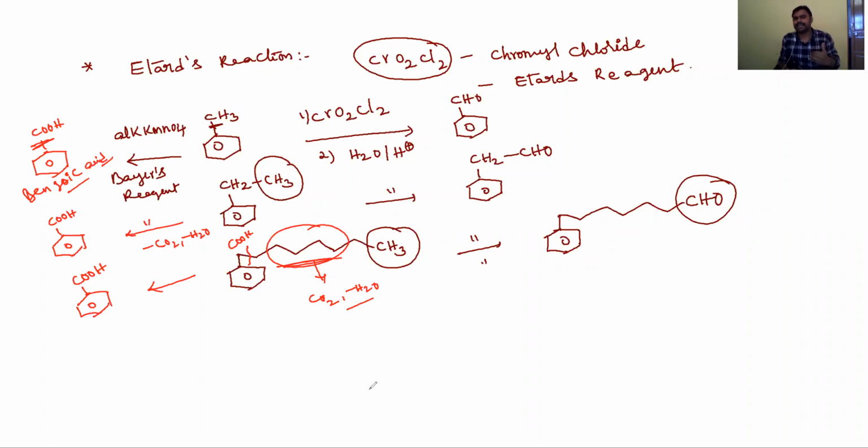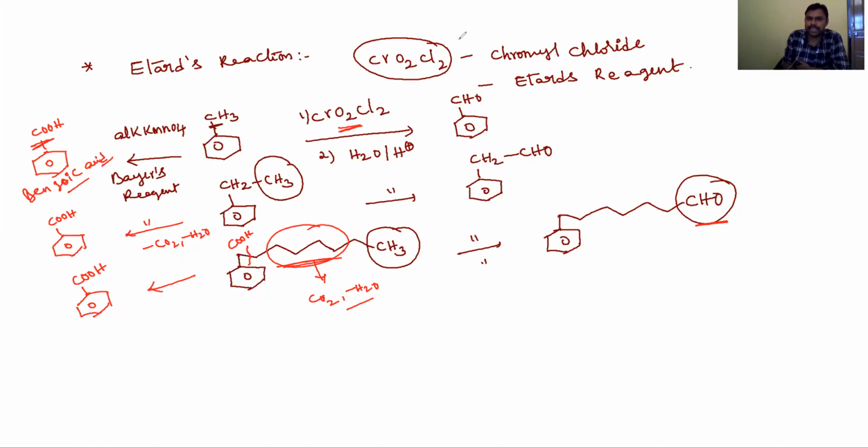But what about the remaining? The nature of alkaline KMnO4 is that the end alkyl group is completely converted into COOH, and the remaining carbons are converted into carbon dioxide and water. But chromyl chloride oxidizes the end CH3 group into an aldehyde functional group. That is the differentiation between Baeyer's reagent and Etard's reagent. Both are oxidizing agents: Baeyer's reagent is a strong oxidizing agent, and Etard's reagent is a mild oxidizing agent.